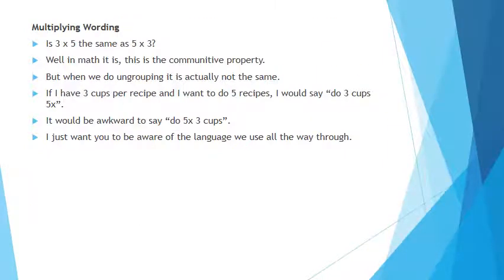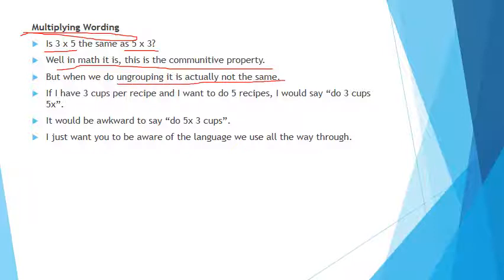Okay, so we have to be careful. Now I want you to pay attention to my wording. Is 3 times 5 the same as 5 times 3? Well, in math it is. It's called the commutative property. It doesn't matter which side you put 3. 3 times 5 is equal to 5 times 3. But when we talk about grouping and ungrouping, I think it actually does make a difference.